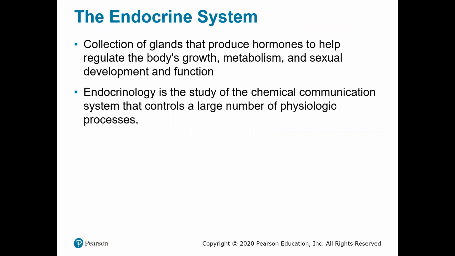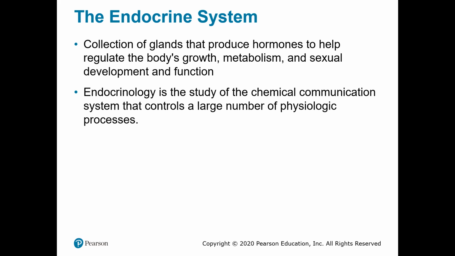So you'll see in the introduction there on textbook page 536 that the endocrine system is a collection of glands that produce hormones to help regulate the body's growth, metabolism, and sexual development and function. In fact, hormones, which are transported to tissues and organs throughout the body, influence every cell in some way. Because the glands of the endocrine system are ductless, the hormones they secrete are released directly into the bloodstream and travel through the circulatory system to reach the specific target organs where they exert their primary effects.